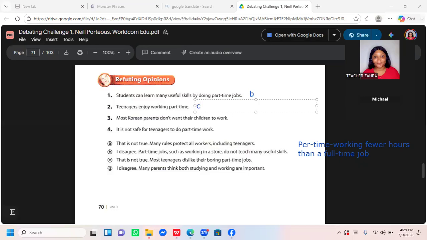Three: Most Korean parents don't want their children to work. I disagree. Many parents think both studying and working are important. Four: It is not safe for teenagers to do part-time work. That is not true. Many rules protect all workers, including teenagers.